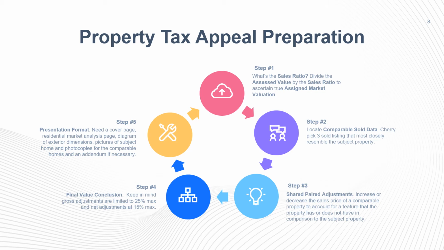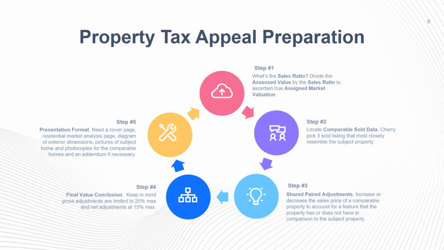Fourth step is your final value conclusion. You should keep in mind again that the gross adjustments are limited. You should limit them to 25% maximum, and your net adjustments should be 15% max. And we suggest you keep it to 10% max, just to not raise any eyebrows.